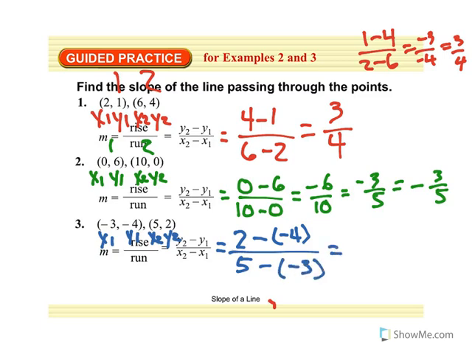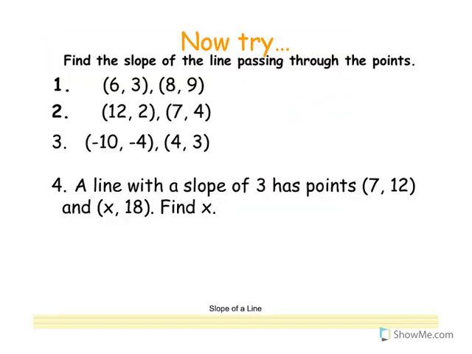So 2 minus -4 becomes 2 plus +4, which is 6. 5 minus -3 becomes 5 plus 3, which is 8. And 6/8 will simplify to 3/4. But again, guys, really important that we're careful with those negatives and we use parentheses for any of the negatives.